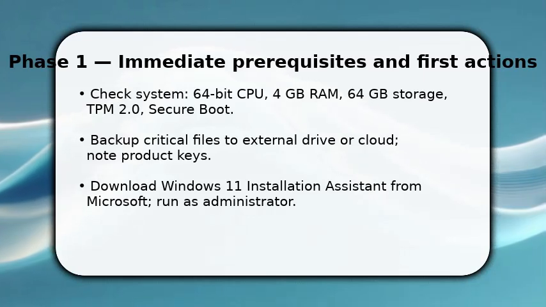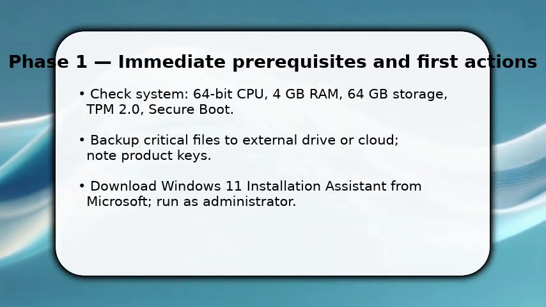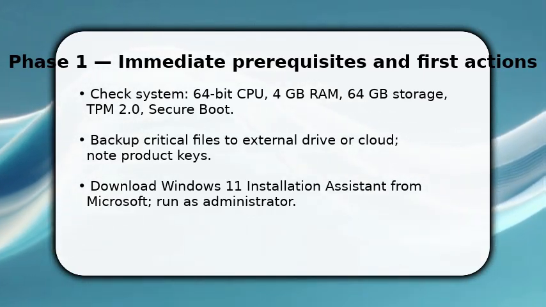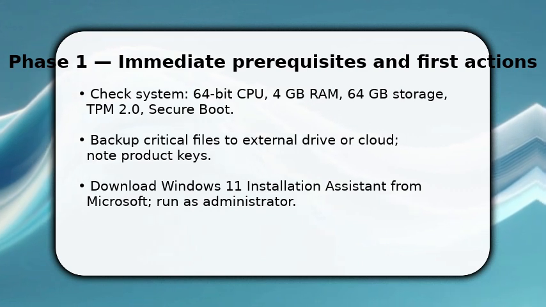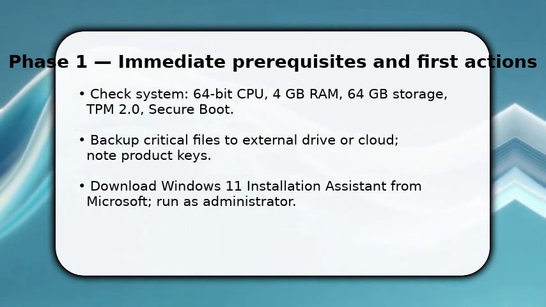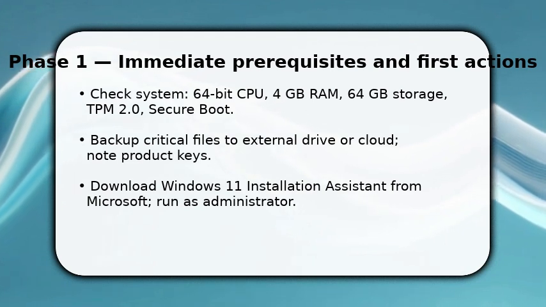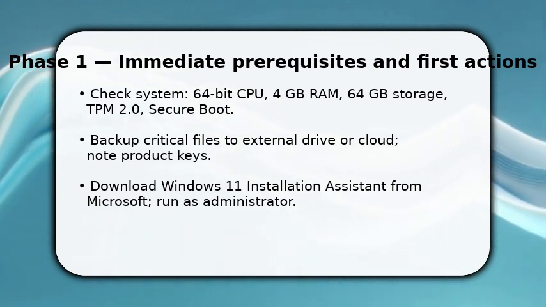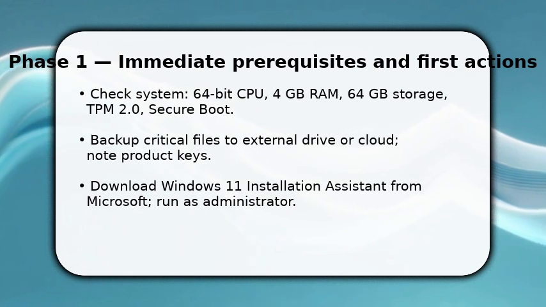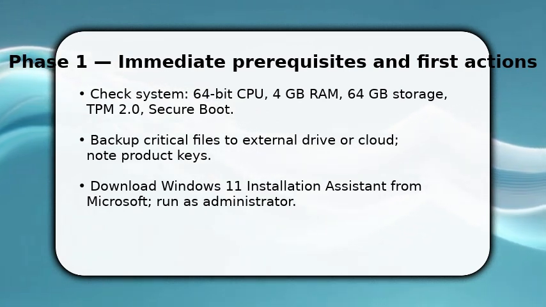You start by confirming requirements: 64-bit processor, TPM 2.0, Secure Boot enabled, 4 GB RAM and 64 GB disk. This avoids surprises. Once confirmed, back up critical files to an external drive or cloud so you can restore if needed. Make sure you sign in with an admin account.